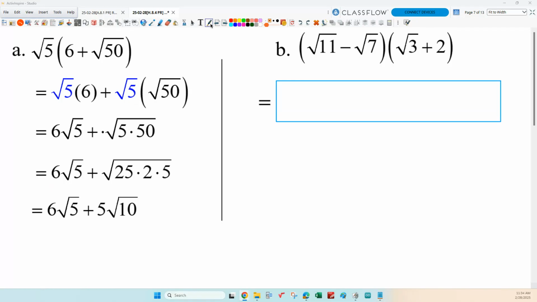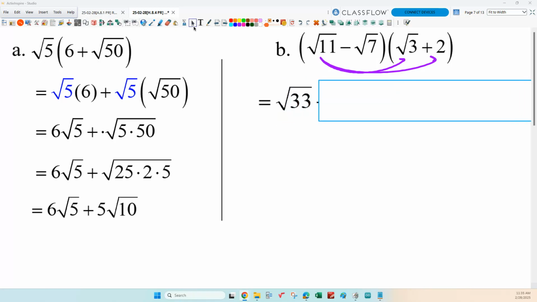I mean, you know that pattern. What would I do? What would you distribute first? Square root of 11? What's that going to give me? Square root of 11 times square root of 3 is square root of 33. Square root of 11 times 2? 2 square root of 11, right?